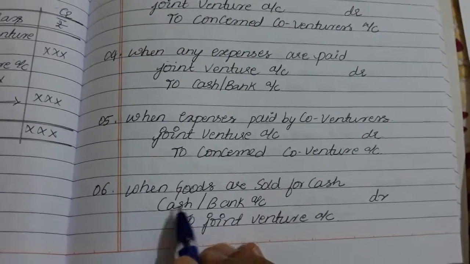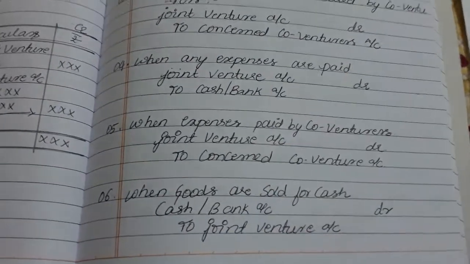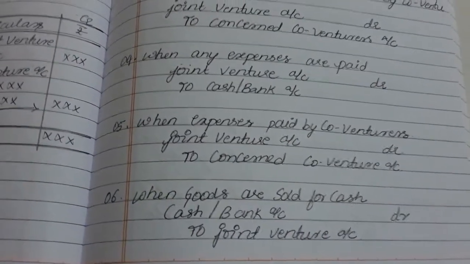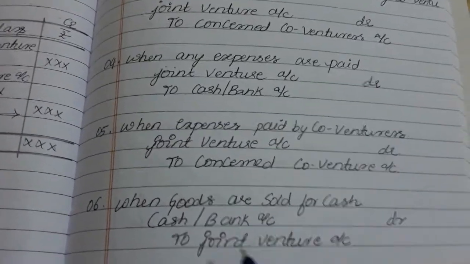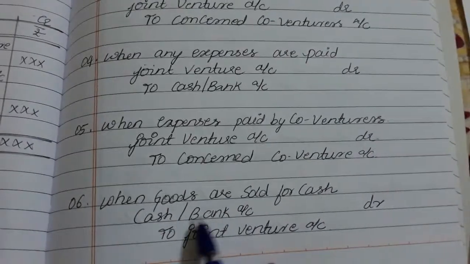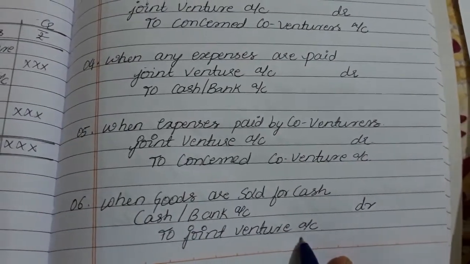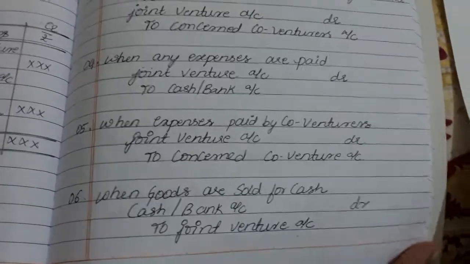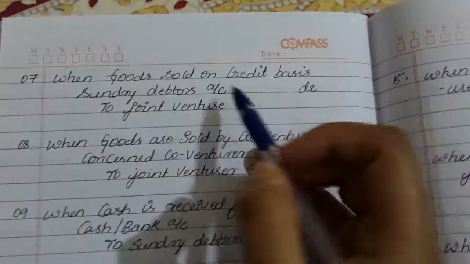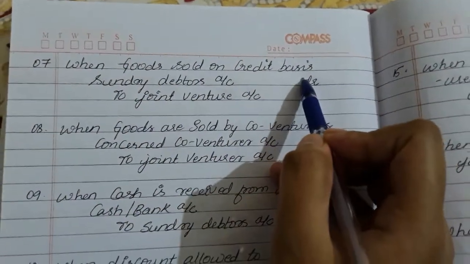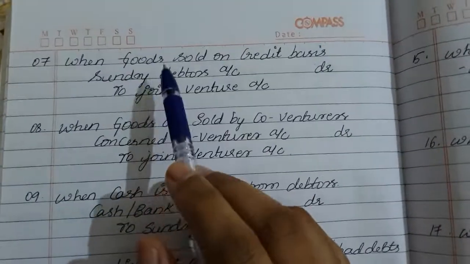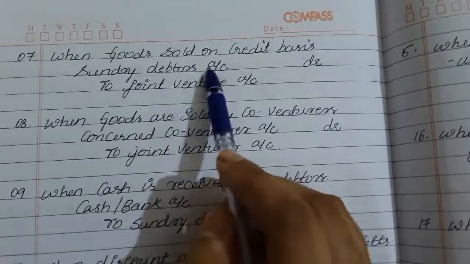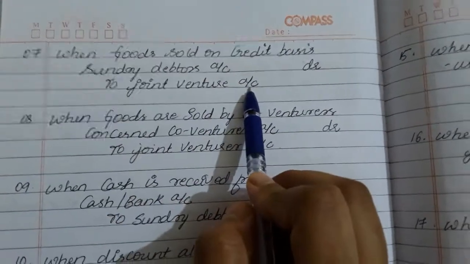Next, coming on to when goods are sold for cash. When you sell for cash, the money will be coming in, so it will be debited in the bank account or cash account. Debit, cash comes in, so cash or bank account debit to joint venture account, which you will be crediting. Okay, next, coming on to when goods are sold on credit basis. Here when you sell the goods on credit basis, the entry will be sundry debtors account debit to joint venture account.